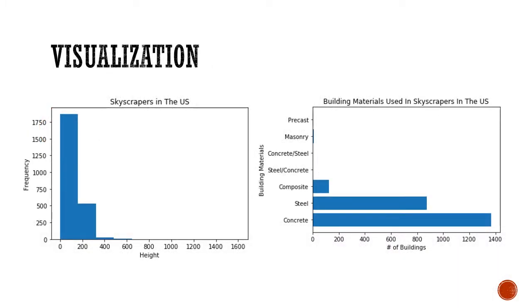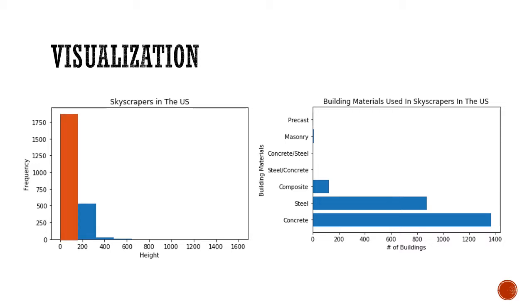For my first set of visualizations, I wanted to analyze 2 things. First, the histogram on the right shows the distribution of heights of skyscrapers, with the height being on the x-axis and the number of buildings at those heights on the y-axis. The second visualization is a horizontal bar chart that shows the total number of buildings constructed out of different structural materials.